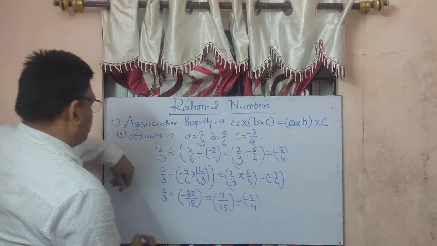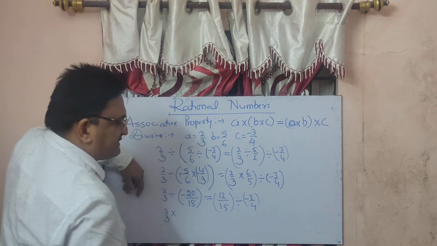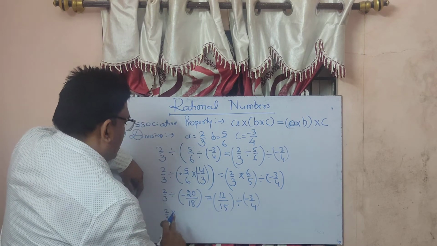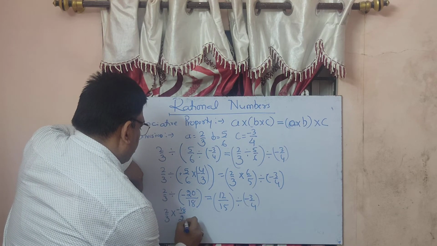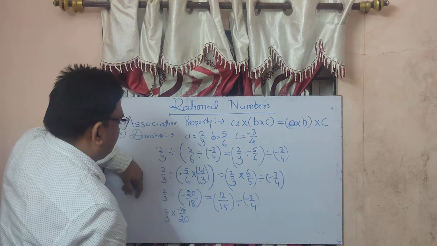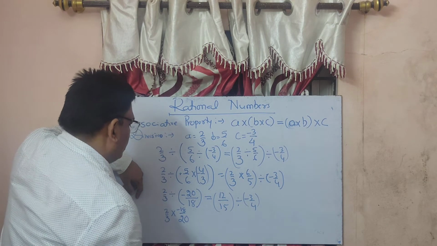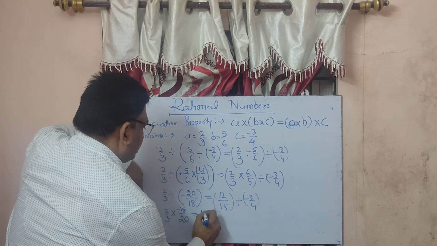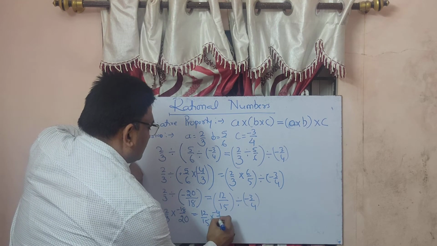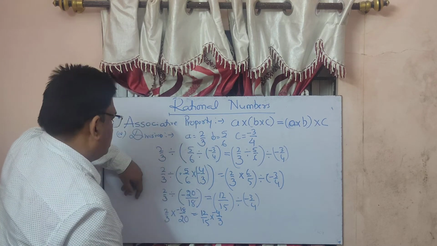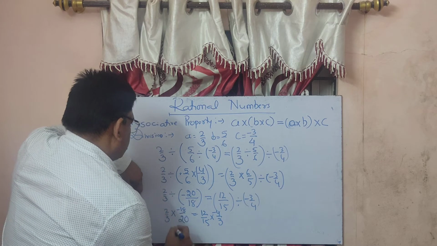Now again here 2 upon 3. Now multiplication. Now what happens? So minus 18 upon 20. The sign, the numerator will become denominator and the denominator will become numerator. Same way 12 upon 15 into minus 4 upon 3. Minus 4 upon 3.